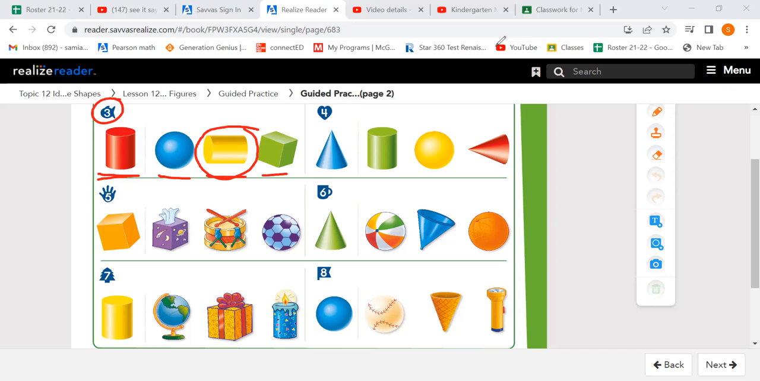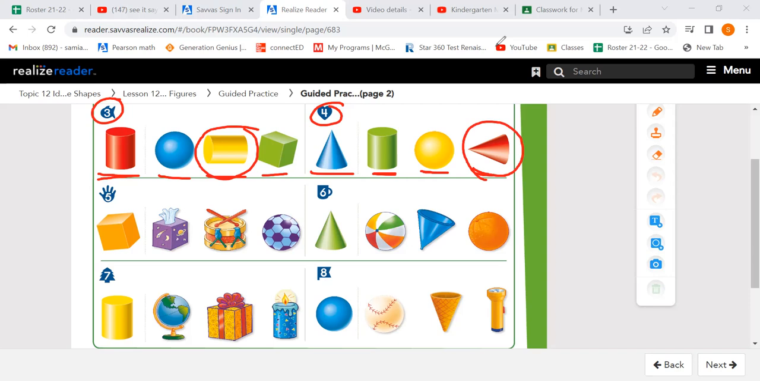A cube. All right, let's go to number four and let's look at the first solid figure. What do we call that solid figure? A cone. So now we're looking for a cone. Is this a cone? No, it is a cylinder. Is this a cone? No, that's not a cone. That is a sphere. All right, how about this last one? Is that a cone? Yes, this is a cone. Even though it's on its side, it's still a cone.